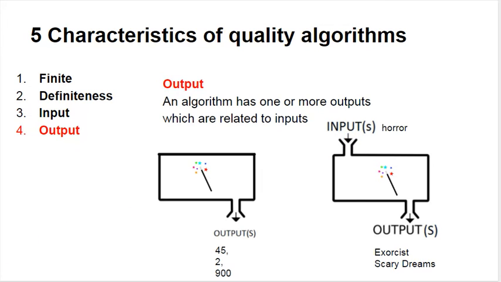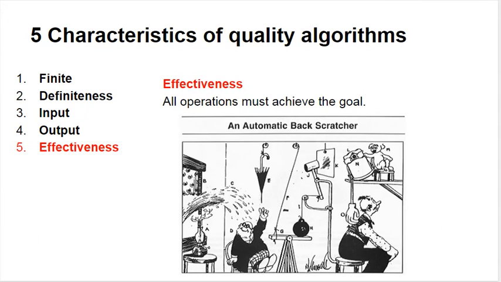All right. Okay, and then the fifth and final characteristic is that the algorithms need to be effective, meaning they need to achieve the goal that you set out. What was the objective? What were you trying to accomplish? Make sure that your goal is obtained. So in this case, if the objective was to scratch a back, well, I guess this algorithm figures that out somehow and accomplishes that goal.